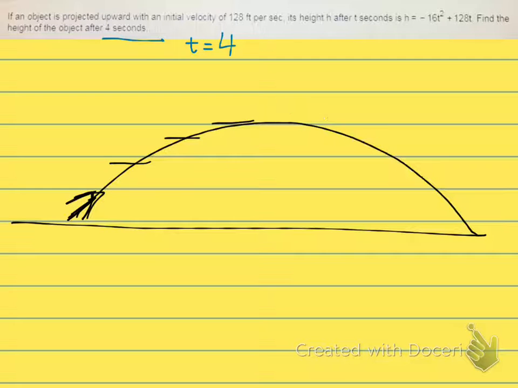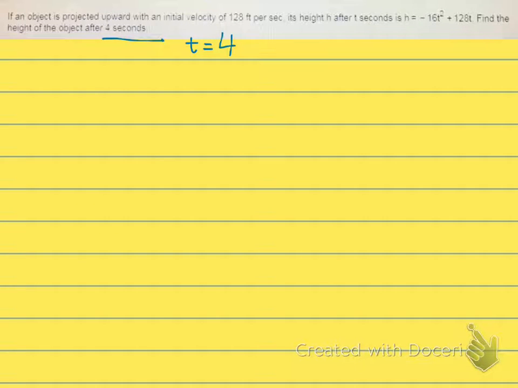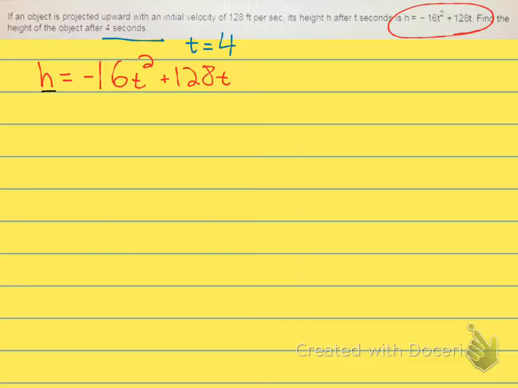We don't really need this diagram here. What we need is this equation. Okay, we can go straight to the equation, and it says h equals negative 16t squared. They keep using that because that's gravity, plus 128t. And they're telling us that t is 4. So, and then they want us to find the height. Well, guess what? The height's already solved for.